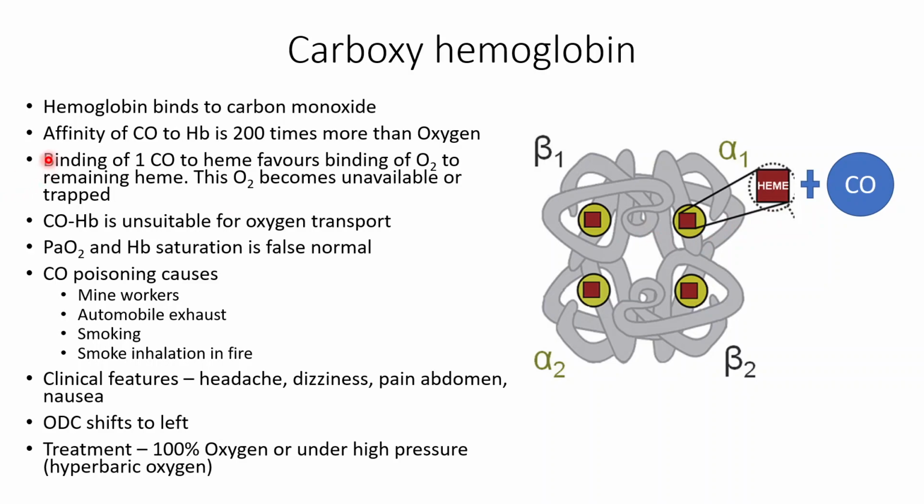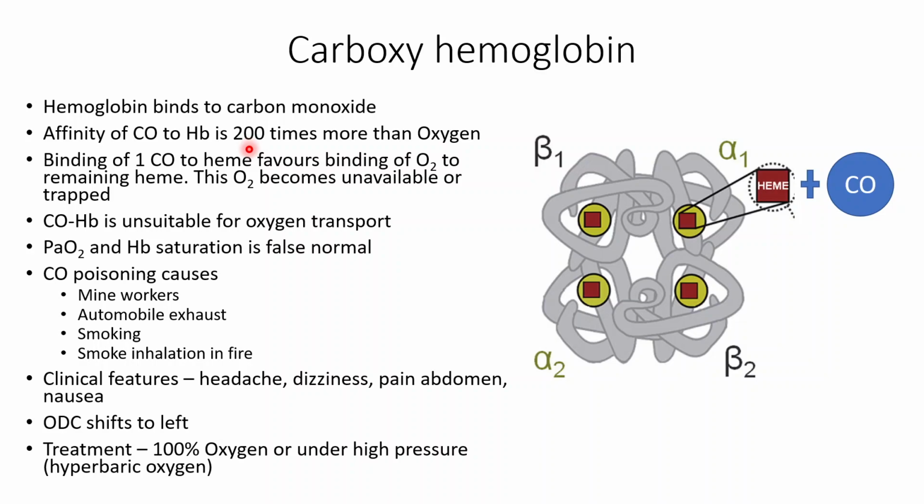Why? First, the affinity of carbon monoxide to hemoglobin is 200 times more as compared to oxygen. So if given a choice for the hemoglobin to bind between carbon monoxide or oxygen, the hemoglobin is going to choose the carbon monoxide, because its affinity is 200 times more.